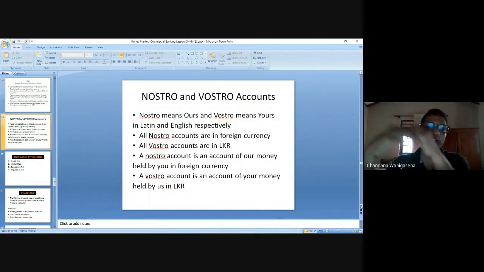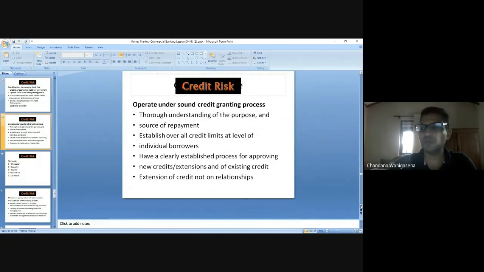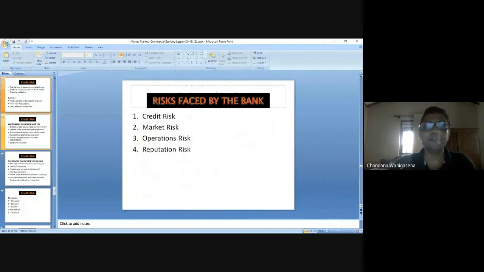Definitely, for international transactions to take place, both banks need to have these nostro and vostro accounts to do their foreign currency transactions. In Sri Lanka, for them to do Sri Lankan rupee transactions, they have their Sri Lankan rupee account. For us to do foreign currency transactions overseas, we have our foreign currency accounts overseas. So these are the two types of account you need to understand, vostro and nostro accounts. I think with that, we'll stop here for today.